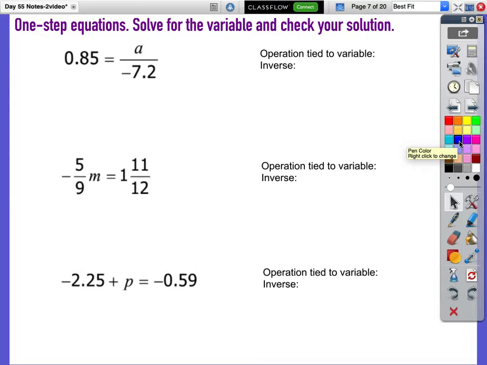All right, let's look. We've got 0.85 equals A over negative 7.2. It doesn't matter that these are decimals and fractions and whatever. Go find where your variable is and see what operation is tied to the variable.